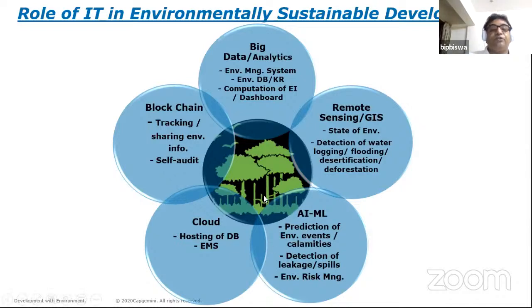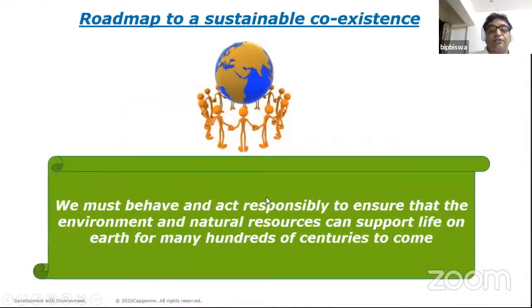So these are in brief the usage of technology, and I know that I'm running short of time, so I would end by saying that there has to be a roadmap to a sustainable coexistence between the biotic and abiotic factors, and that cannot happen unless we are serious about it. So we must behave and act in a responsible manner to ensure that the environment and natural resources can support life on Earth for many hundreds of centuries to come. So nothing is permanent in nature. We can only pledge for its long-term existence through a well-coordinated coexistence between the biotic and abiotic factors.